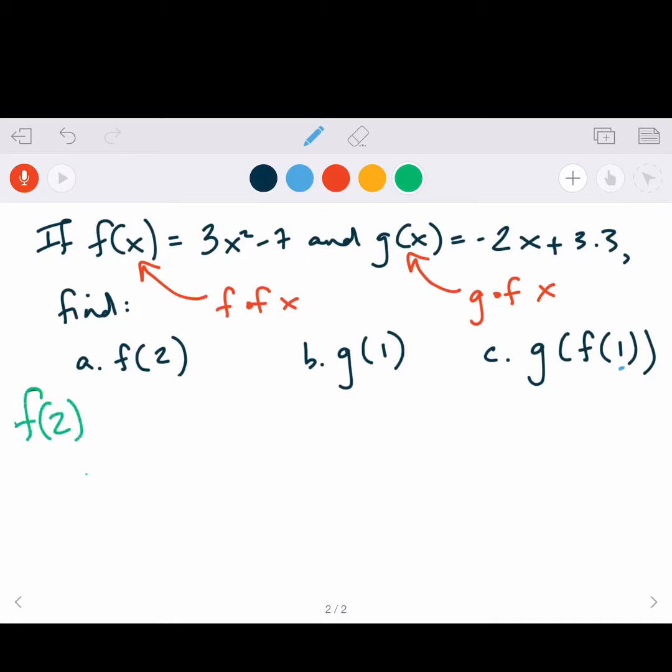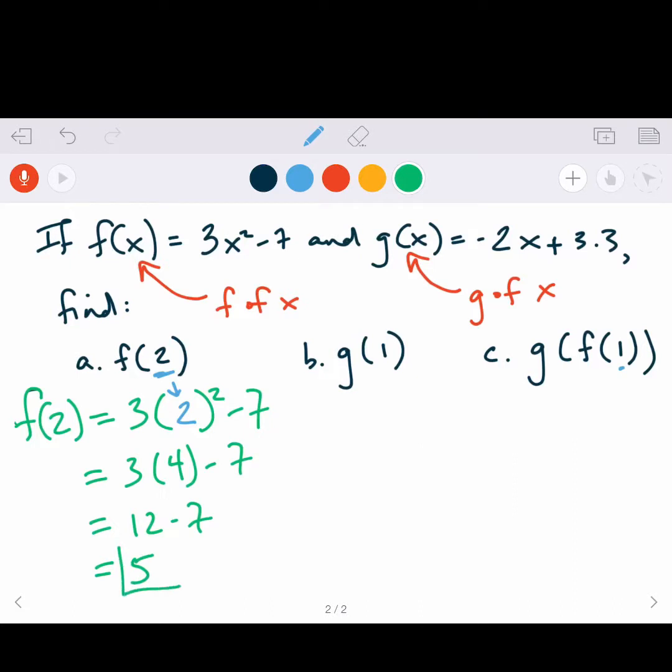f of 2 equals, and so I'm just substituting in like we did before in that other example, right? So f of whatever's in here, if you're being asked to evaluate, you're just substituting that value in for x in this case. So I'm going to put a 2 in, okay? So I get 3 times 2 squared is 4 minus 7, 12 minus 7, so I get a 5 here.